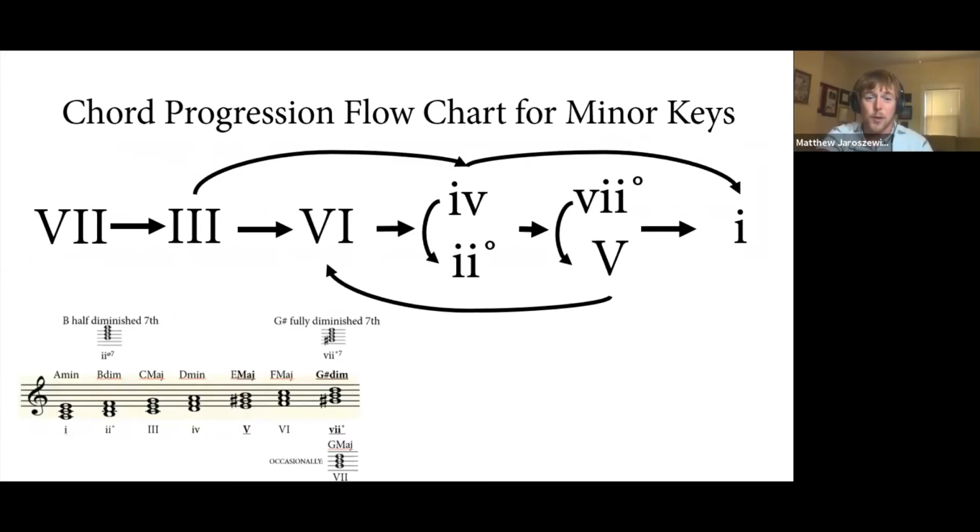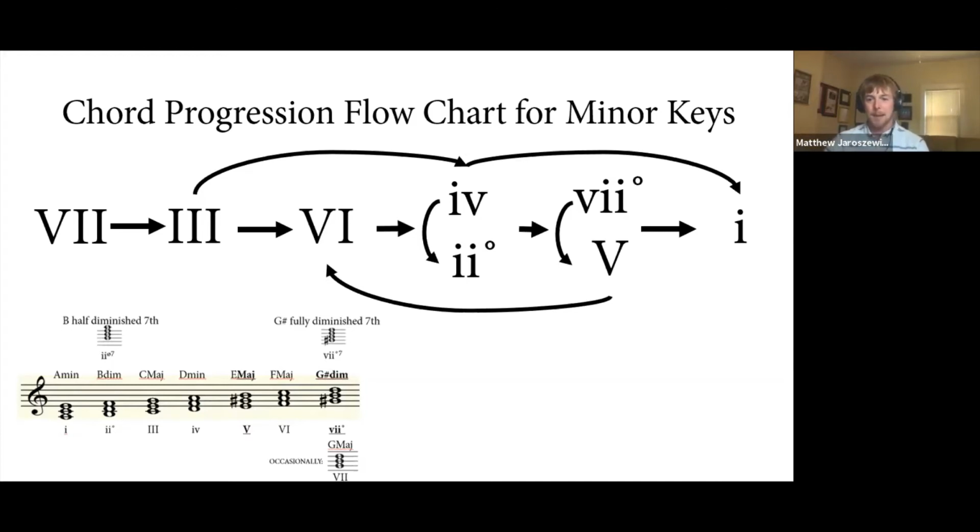We also talked about the chord progression flowchart for minor keys. It's very similar to the one for major keys, except that whether a chord in the flowchart is major or minor, or diminished or not, is different in a minor key. So for instance, our tonic and our 4 chord, which were major in a major key, are now minor. Our 2 chord, which was minor, is now diminished in a minor key. And our 3 and 6 chords, which were minor in a major key, are now major in the minor key.